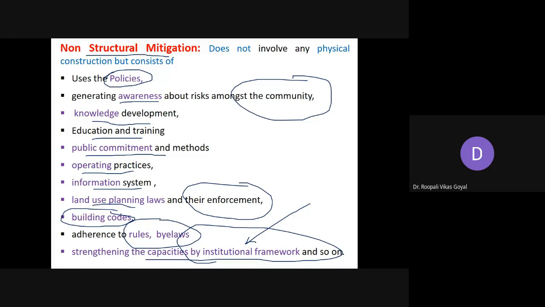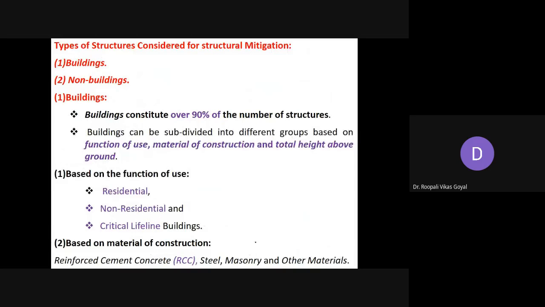So now we will just see this structural mitigation part in detail, and whatever provisions are given, I am taking from the NDMA guideline only. So these are the types of structure which are considered for structural mitigation. Basically, for structural mitigation, there are two types of structures to be considered. Structural mitigation means making things disaster proof, so which buildings are to be considered? So basically, there are two types of structure that are specified.